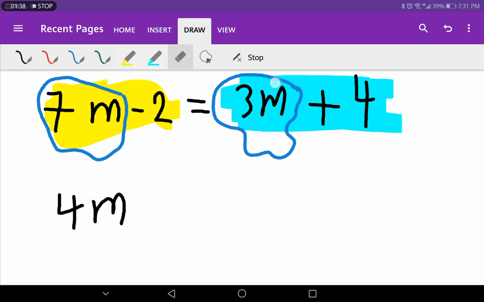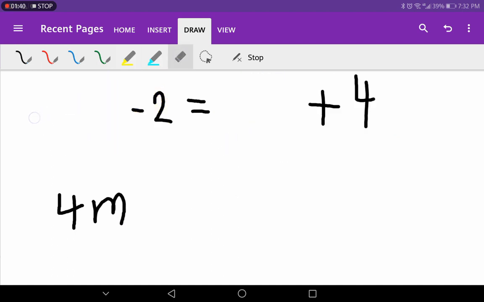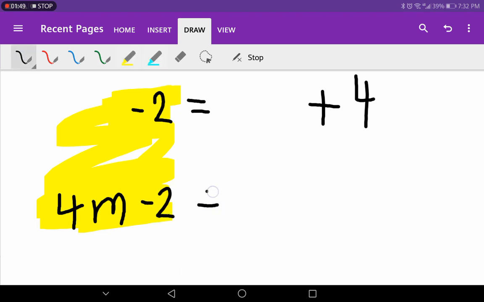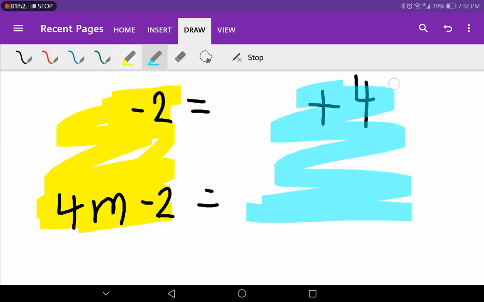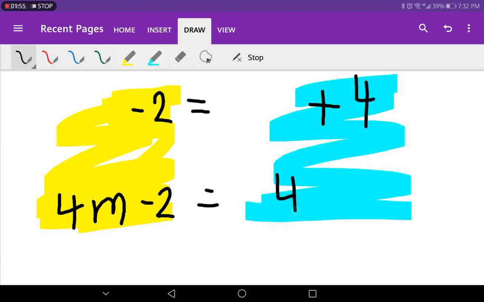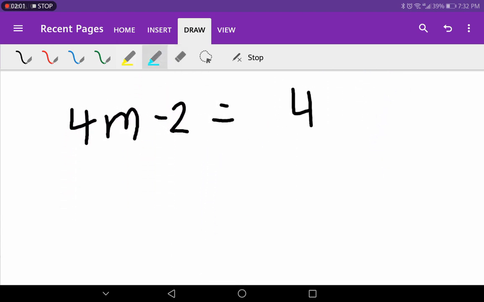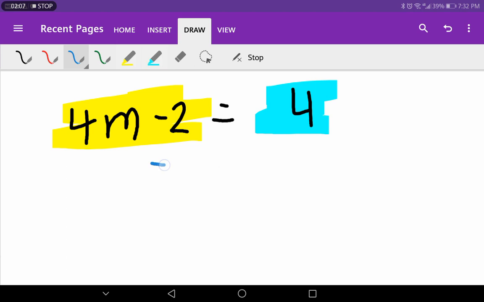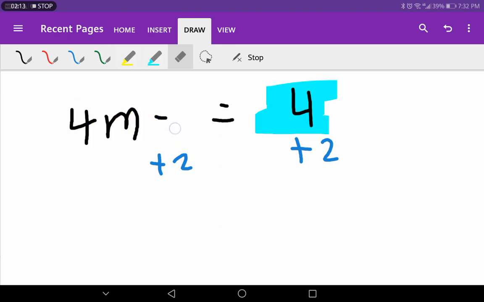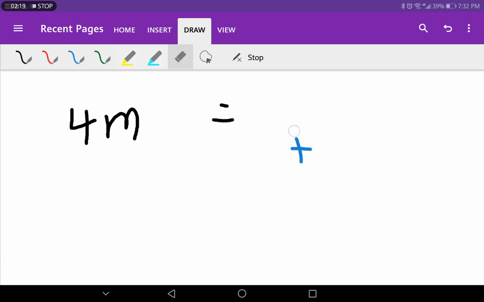Okay, I'm done with this and this. What is left on the left side, my dear student? Yes, negative 2 coming down, equals what is left on the right side, as you see? Yes, it is plus 4, so I write 4 here. Okay, now we reach here, and you know what you have to do. Plus 2, plus 2. Now I eliminate these together, and 4 plus 2 equals 6.